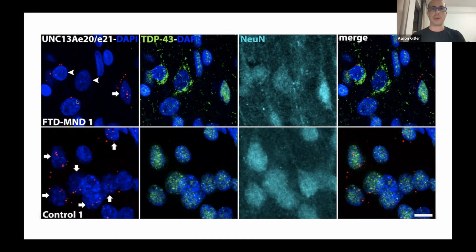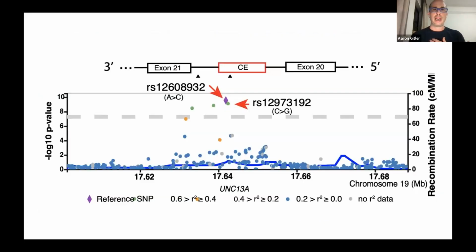Remember I said it was the top GWAS hit for ALS. So we went back and looked at the locus, and this was pretty crazy. It turns out that the lead GWAS SNP is right in the cryptic exon itself. So UNC13A is an enormous gene. The SNPs could have been anywhere, but they're right here, right in this cryptic exon. So this immediately suggested to us a hypothesis how this SNP could increase risk for disease, perhaps by making this cryptic exon more prone to be included upon TDP-43 dysfunction.